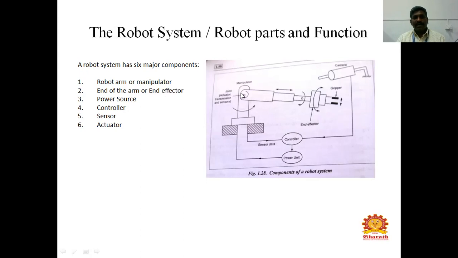Look at this. Here the manipulator is there. The robot arm is a manipulator, and the end of the arm is an end effector. Here the end effector, here the power source, and the controller is there, and the sensor is connected here, and the actuator, that is the motor, is connected to actuate the robot. Okay, these are the 6 major components of the robot.